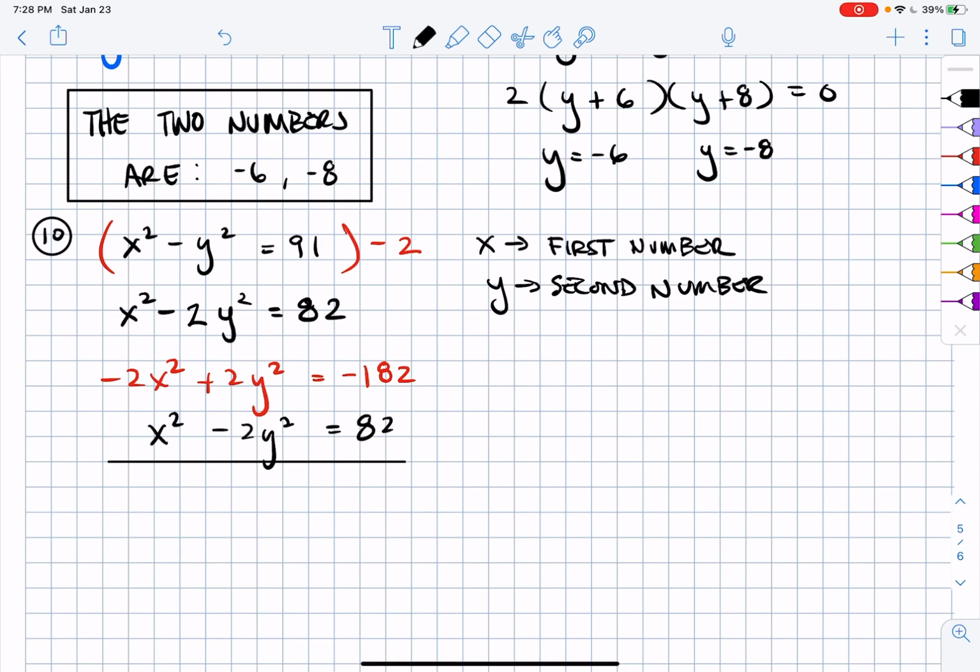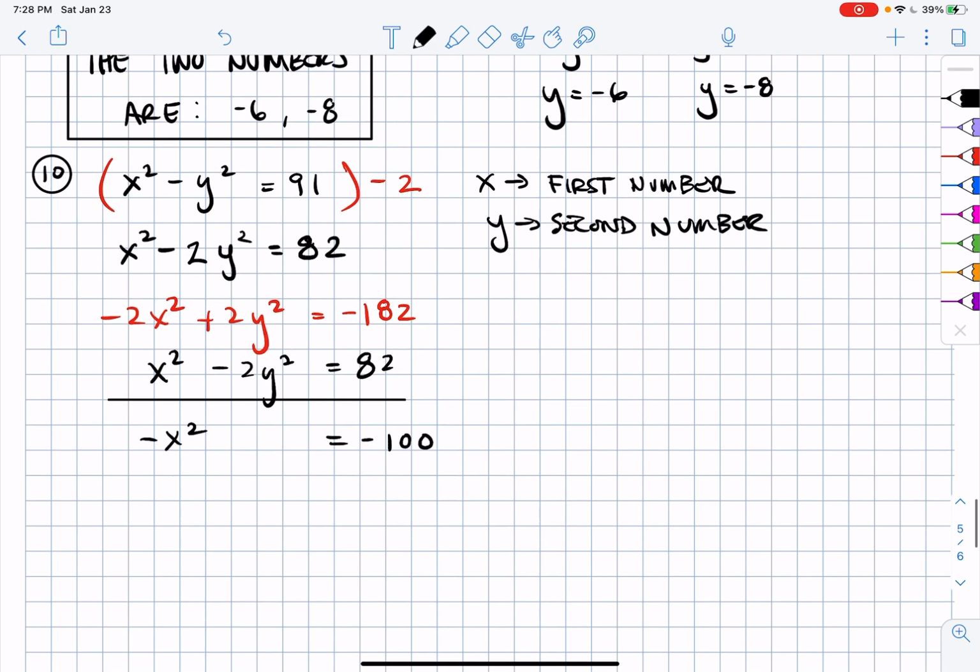All right. So what do I have? I'm going to have -x squared equal to -100. Right? Because the y squared goes away. So now I have x squared is equal to 100. And if I was to take the square root of both sides, x is going to equal plus and minus 10. Okay.